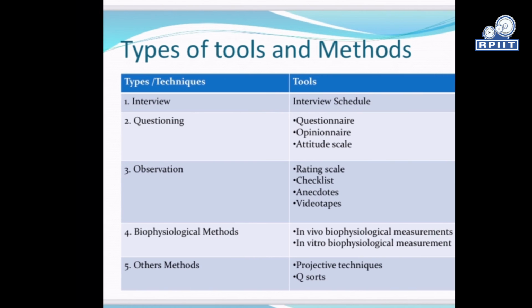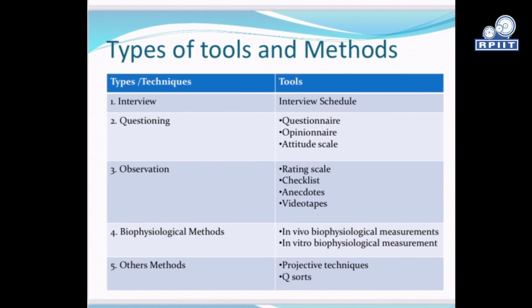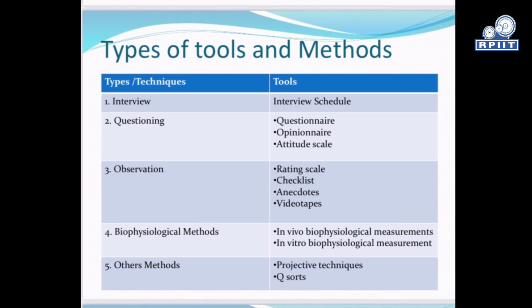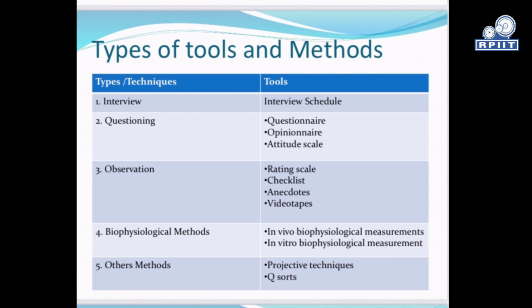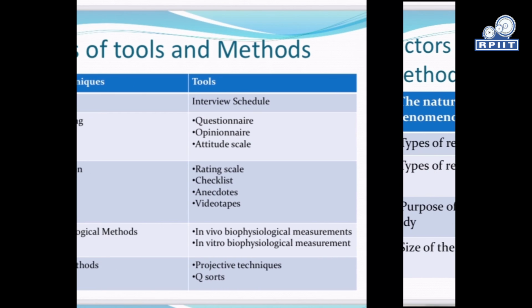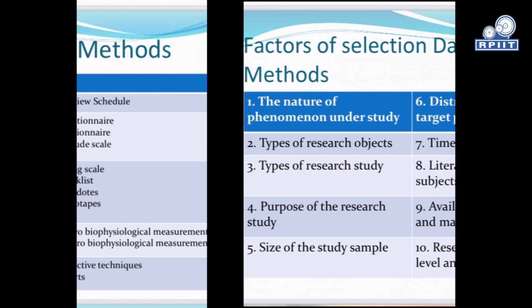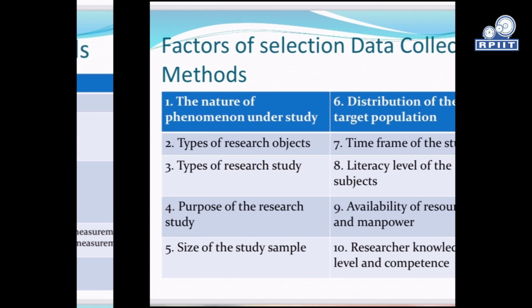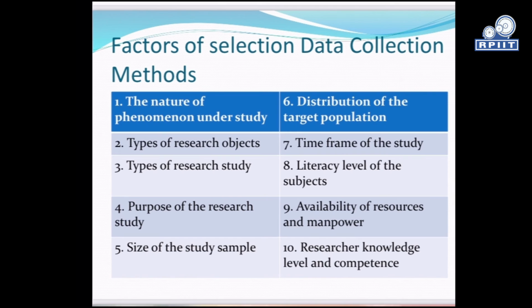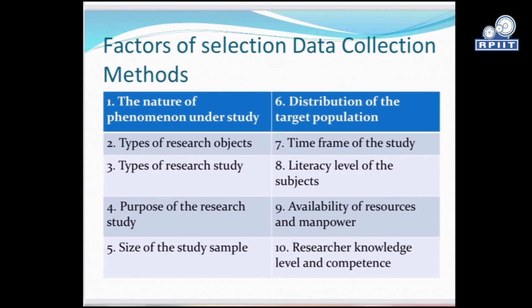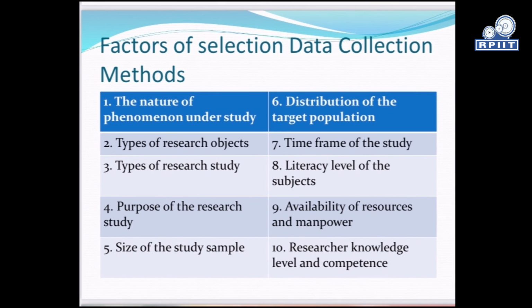Next is distribution of the target population. If the target population is spread over a large geographical area, it will not be possible to carry out interviews or observation, and therefore a questionnaire may be a better option in that situation.